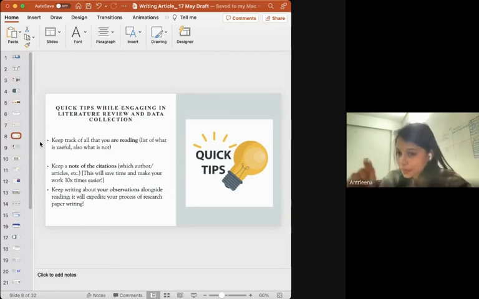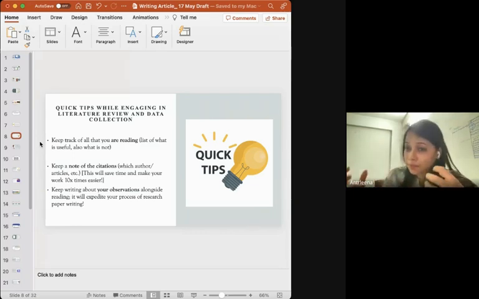Suppose there are texts that you will be referring to in your paper, keep a note of the citations: which author, which book, which page number, which year the book was published. Keep a list, because if you do not do that, you have to get back to the text again, and that will be a very, very time consuming process. And that is where many scholars find it difficult.